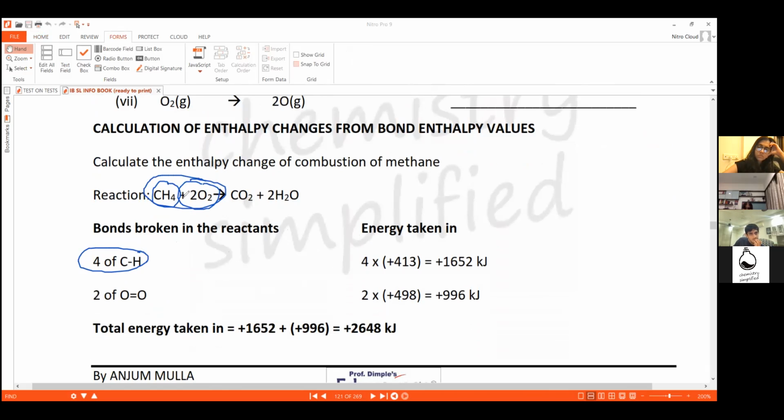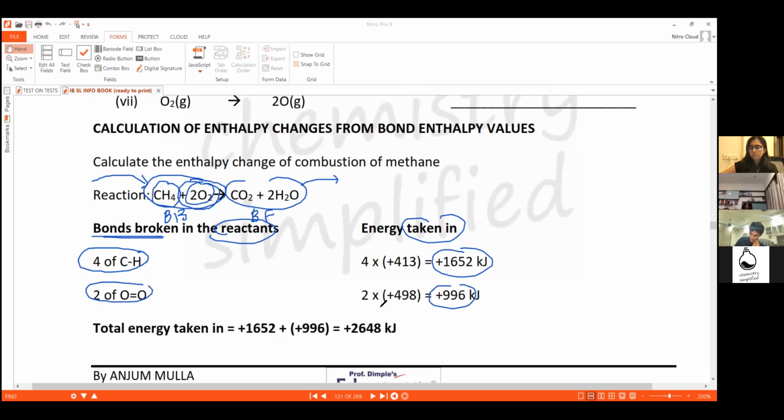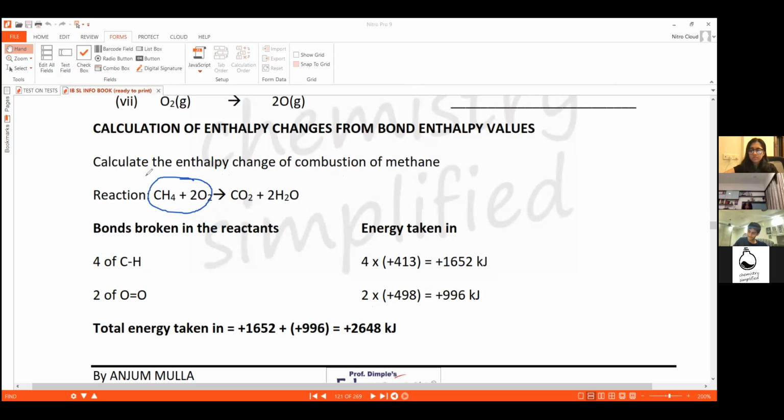Remember that bonds in the reactants are broken and bonds in the products are formed. So here energy is taken in, here energy is given out. That's the reason why, when I'm talking about the reactants, I'm saying bonds broken and energy taken in. So 4 CH bonds plus 1652, and 2 oxygen molecules, 2 O=O bonds, plus 996. So total plus 2648. So plus 2648 is the total energy required to break all the bonds in the reactants. Now how much energy is given out when the bonds are formed?